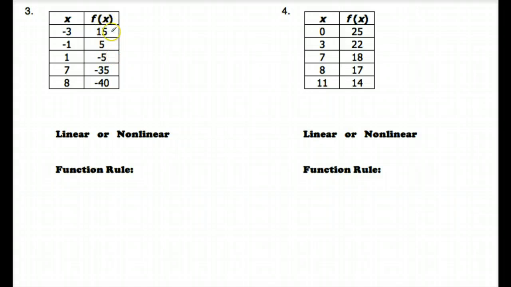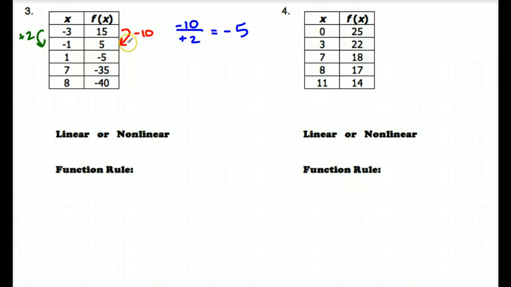I'm going to go from 15 to 5 here for my change in y values. So from 15 to 5, I'm subtracting 10. And then here from -3 to -1, I am adding 2. To get from -3 to -1, you need to add 2. So my rate of change for these first two ordered pairs is going to be -10 divided by +2, which gives you a -5.